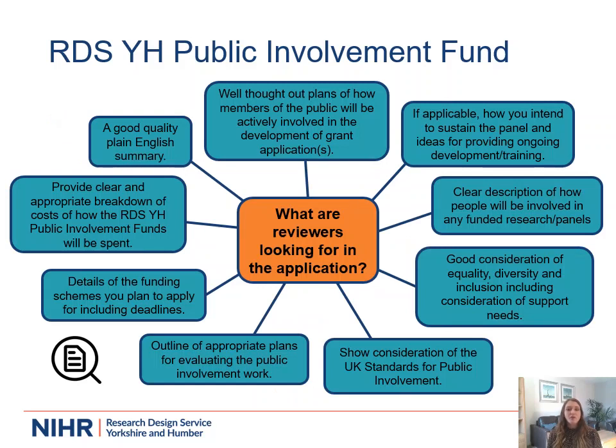So how can you get a Public Involvement Fund award? There is a 3-page application form, and you must complete this in order to apply for the fund. So what do we look for in the applications? We ask applicants to write a plain English summary of a maximum of 750 words.